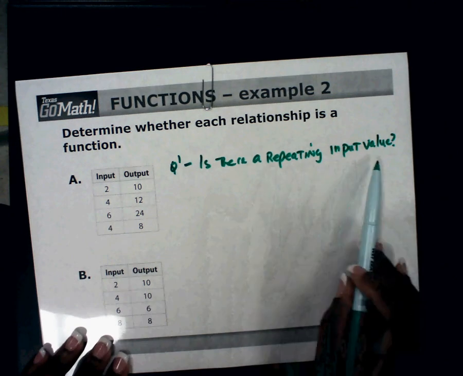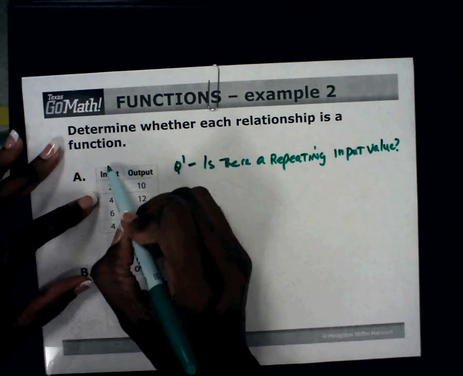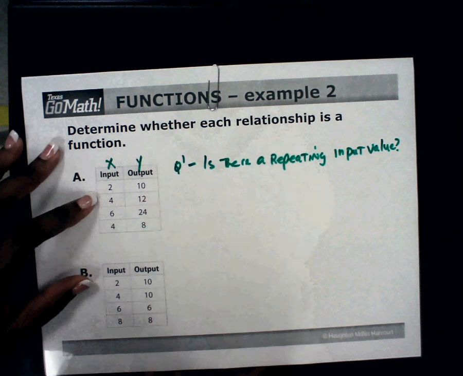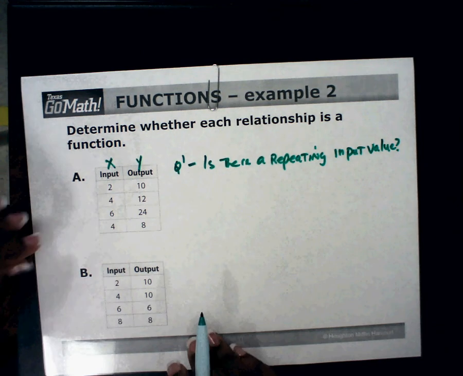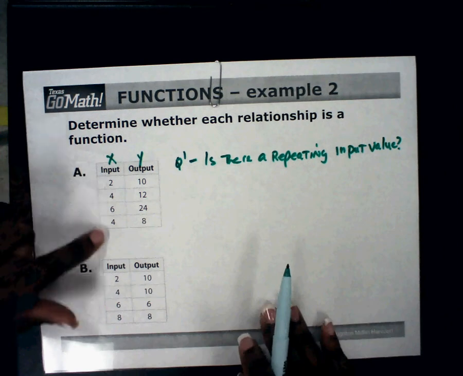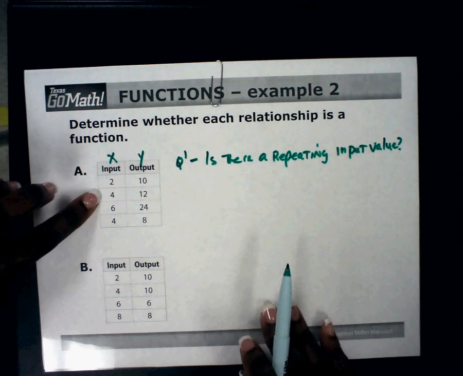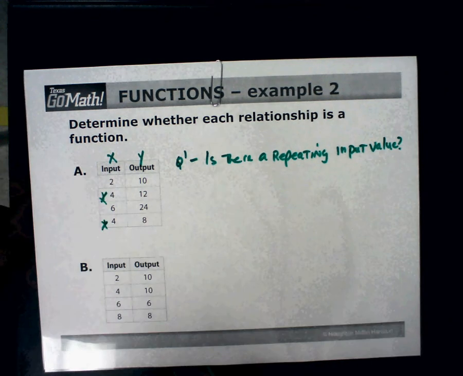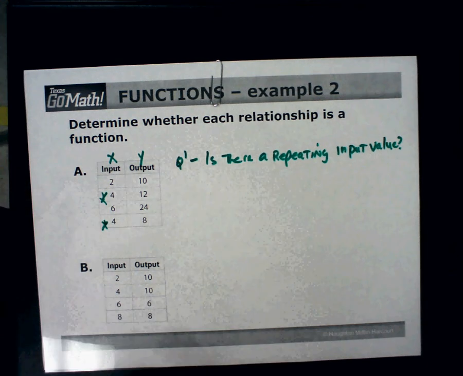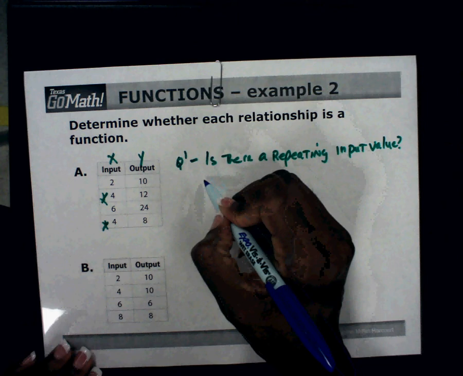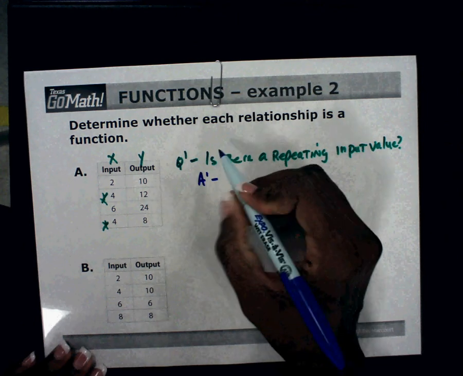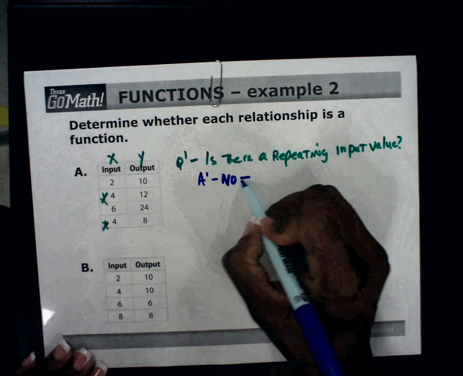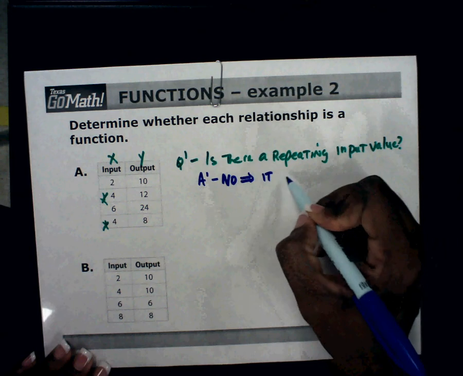Our input is here, and that represents our x, our independent variable, and then our output is our dependent variable. We're only concerned with repeating inputs. If we look at our input column, we have a 2, a 4, and then we have another 4. So there's a 4 here, and there's a 4 here. So yes, we do have a repeat. If the answer to question 1 were no, then that means that it is a function.